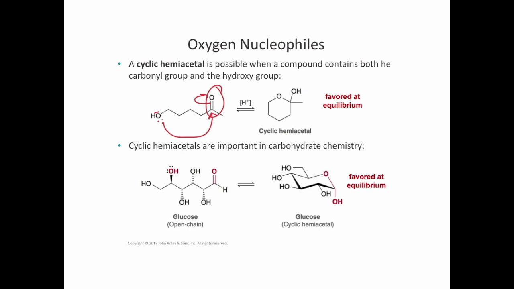Cyclic hemiacetals are very important in carbohydrate chemistry. For example, glucose can exist in either its open chain form or in its closed chain form where it is a cyclic hemiacetal. So here's the hemiacetal. There's the OH, and this is the OR portion.